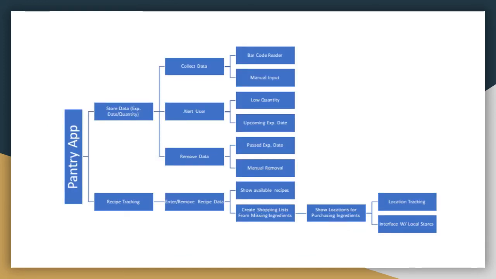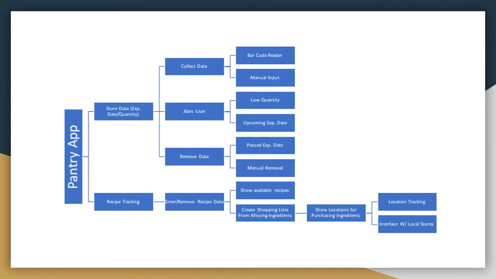The goals of our project are laid out in this chart. I had to use horizontal orientation to make everything fit, but these are typically vertically oriented. As I mentioned earlier, our high-level goal is to make an app where a user can track the contents of their pantry. Our first lower-level goal is data storage. We want our app to store the quantity and expiration dates of everything we have in our pantry.